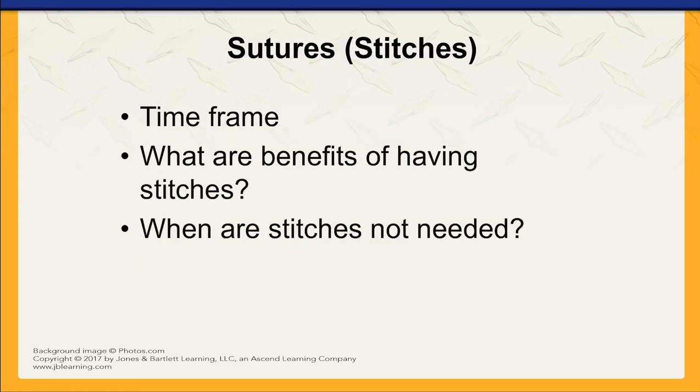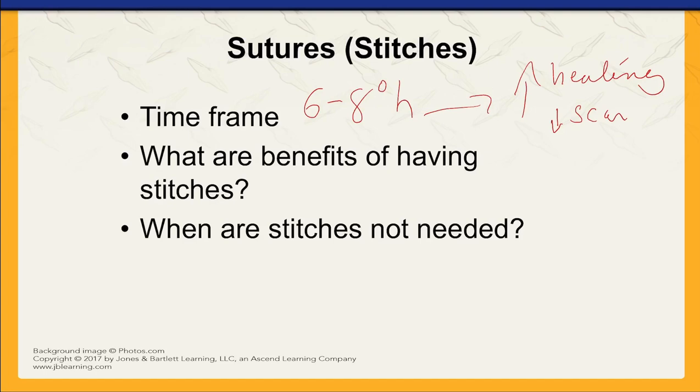So as far as sutures go, remember what we said: 6 to 8 hours is the optimal window to get stitches. The benefits of having stitches are, actually, a couple of things. First of all, you're going to heal faster. Aside from that, hopefully you'll have less scar tissue when you end up having stitches.